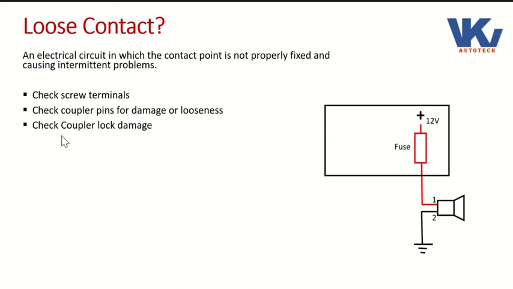And the third point is to check for coupler lock damage. Sometimes the lock of that particular coupler is damaged, so you also need to check whether the lock is properly locked or not. Then after some time, it comes out from its position and the contact becomes loose. So sometimes it's contacting, sometimes not. And generally because of these problems, intermittent problems will come in your vehicle or in that particular circuit. So if a circuit is showing an intermittent problem, you can easily highlight that it may be because of a loose contact, coupler damage, or pins in that particular circuit being loose.